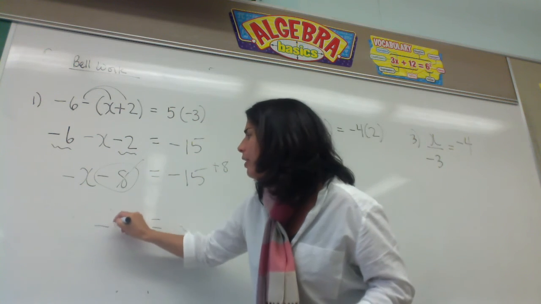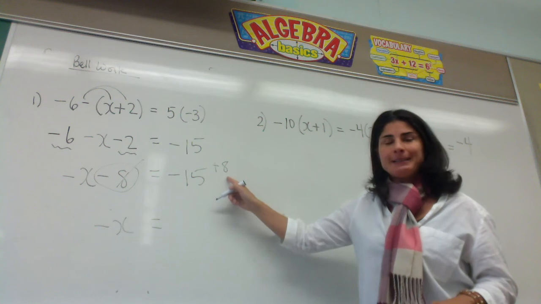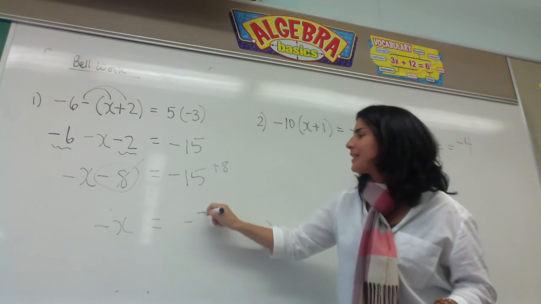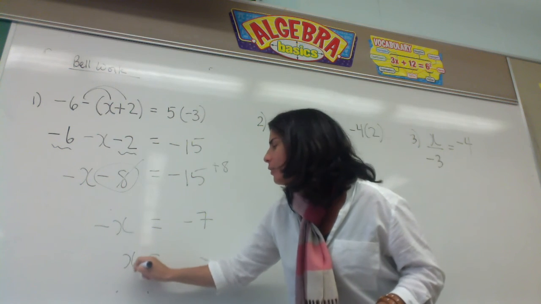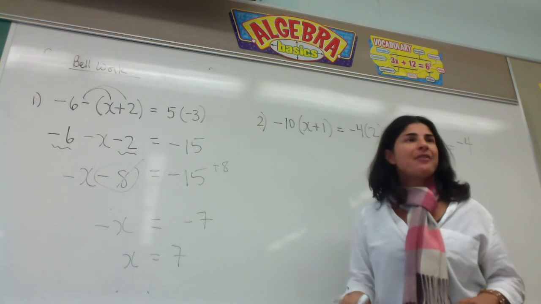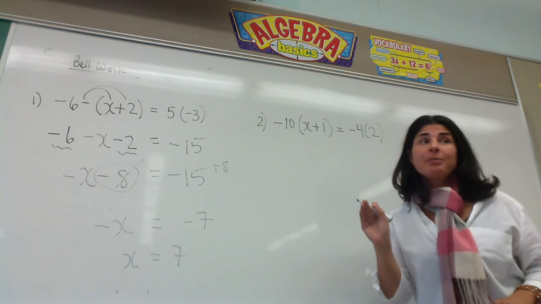We're almost there. We're almost where we want to be. Negative 15 plus 8 is negative 7. We want to take this away, so we bring it over here, and x is now equal to a positive 7. Please stay with me till the bell.